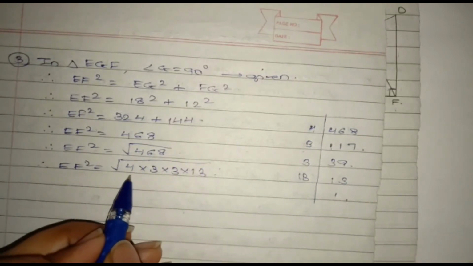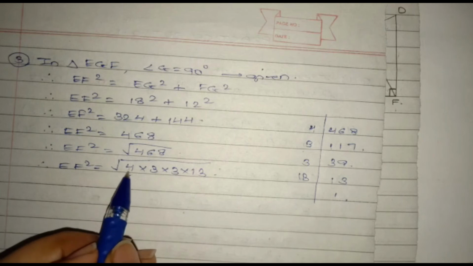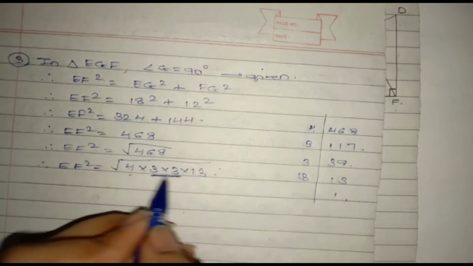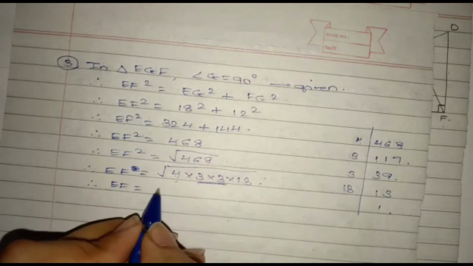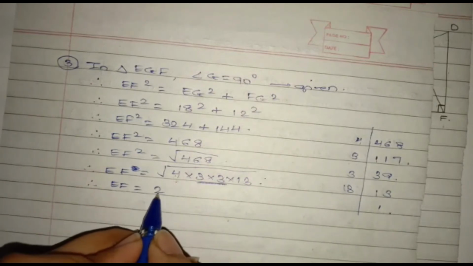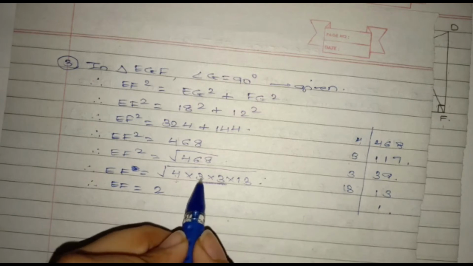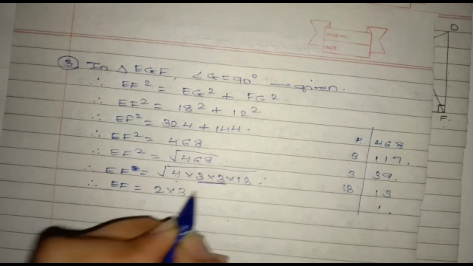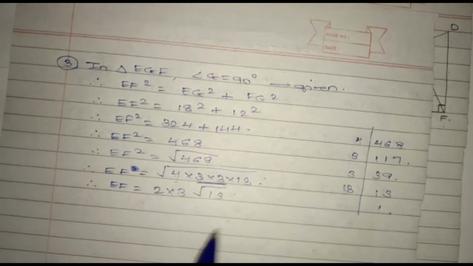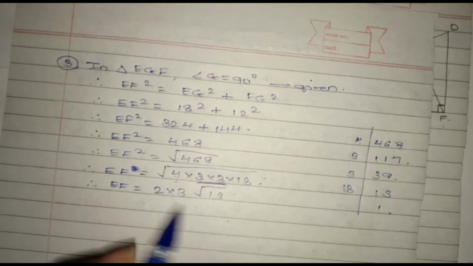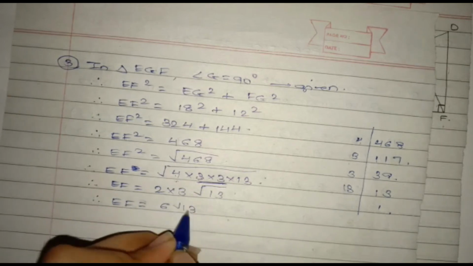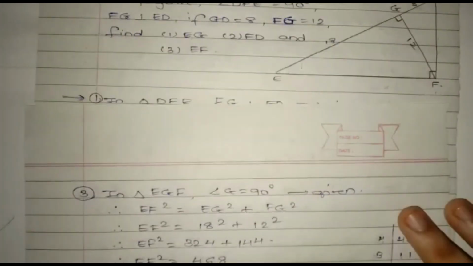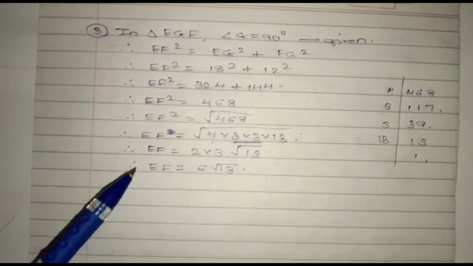Now I can take this 4 out as 2, because square root of 4 is 2, and 3 into 3, that is 9, means I can take 1 3 out. Therefore not EF square, it is EF. Therefore EF is equal to 2, that is root 4. Root 4 value is 2. Then 3 root of 3 into 3, that is 3. Okay, and inside the root only 13 remains. Okay, so 2 into 3 root 13. Therefore EF is equal to 3 2s are 6 root 13. So we have found out EG, FD and EF.